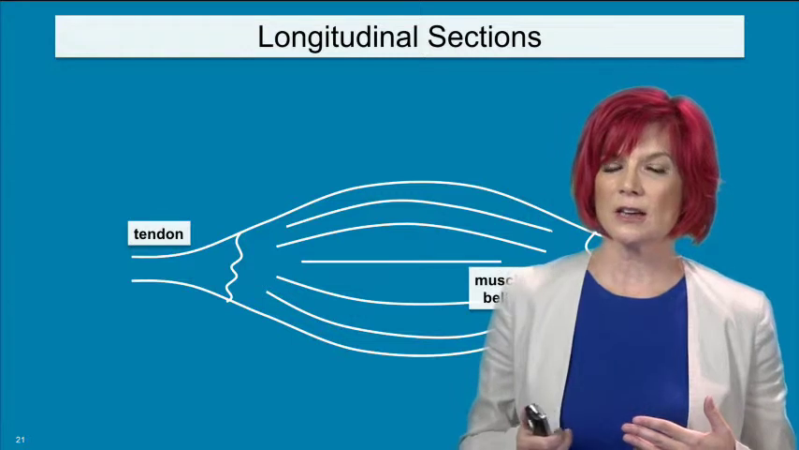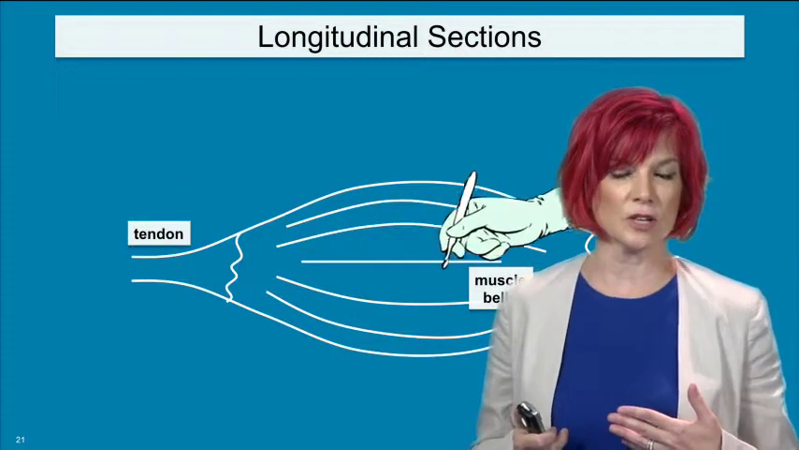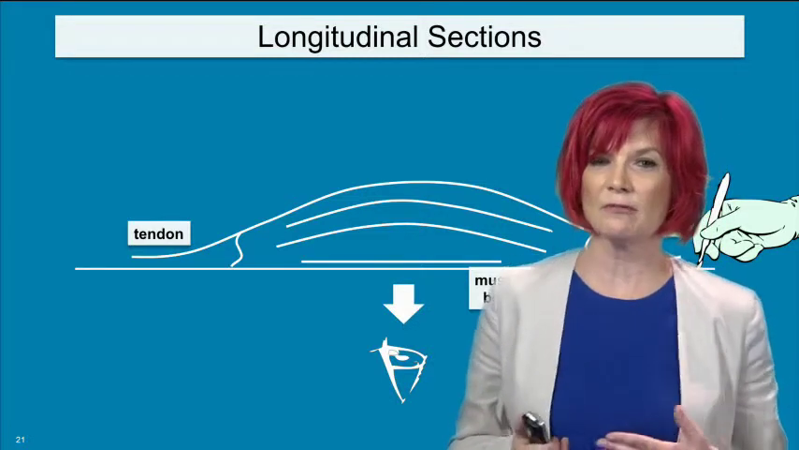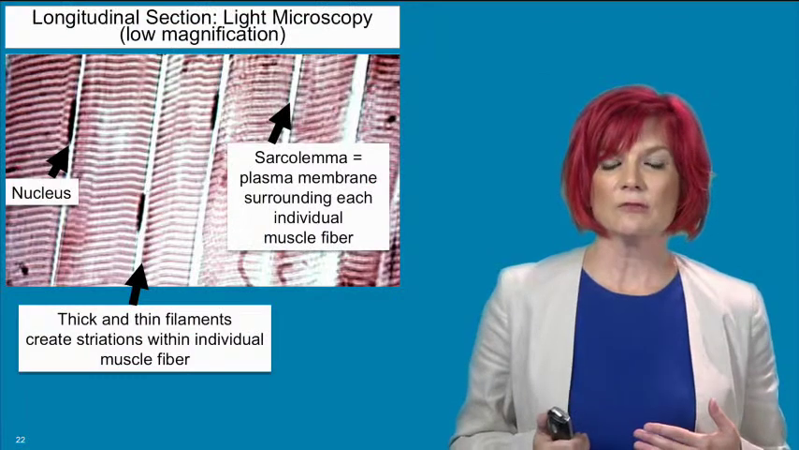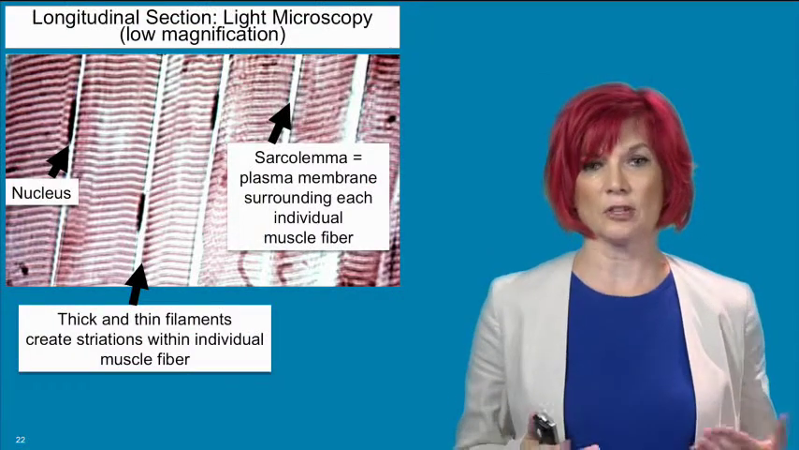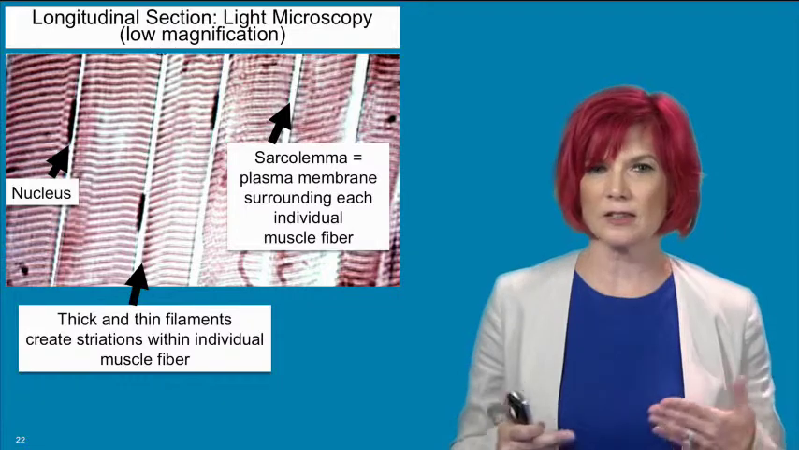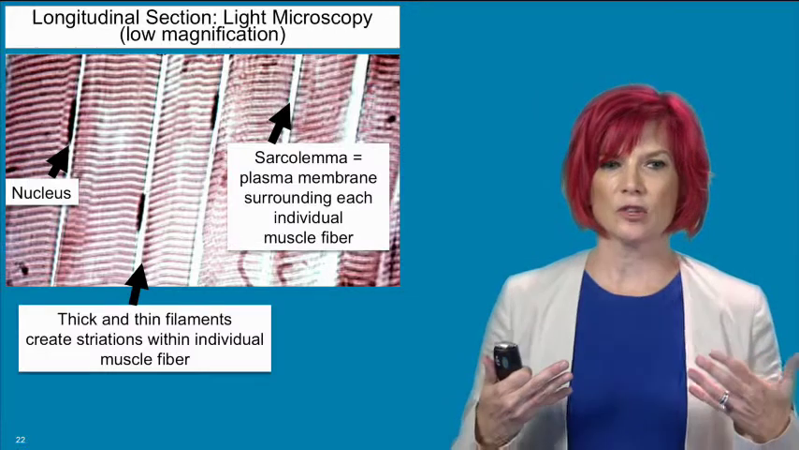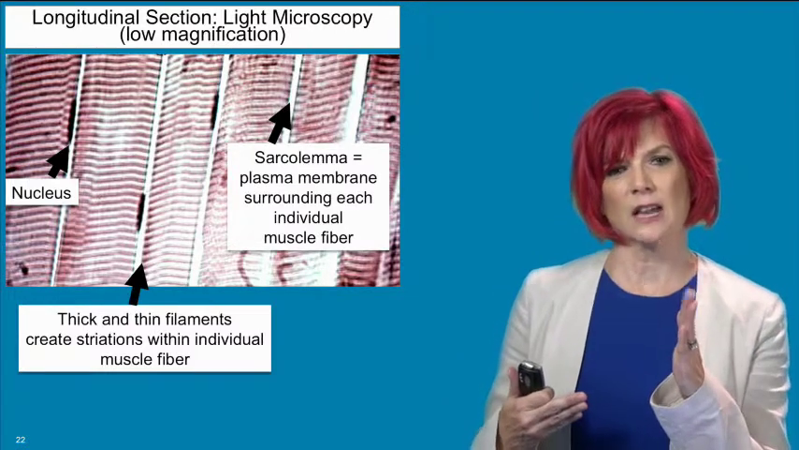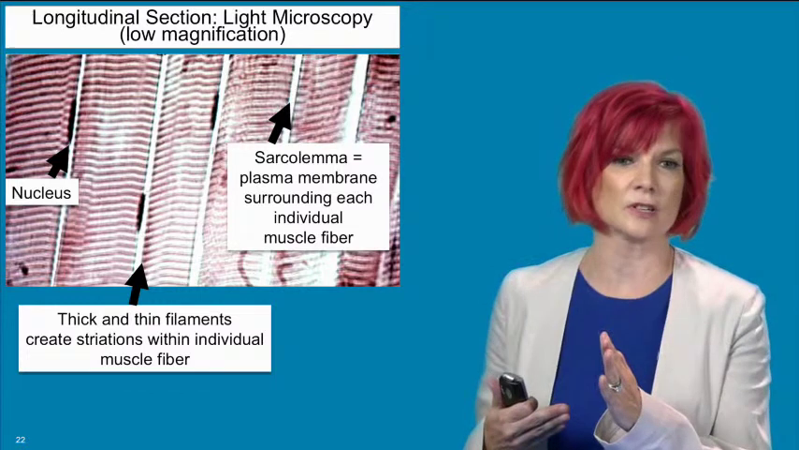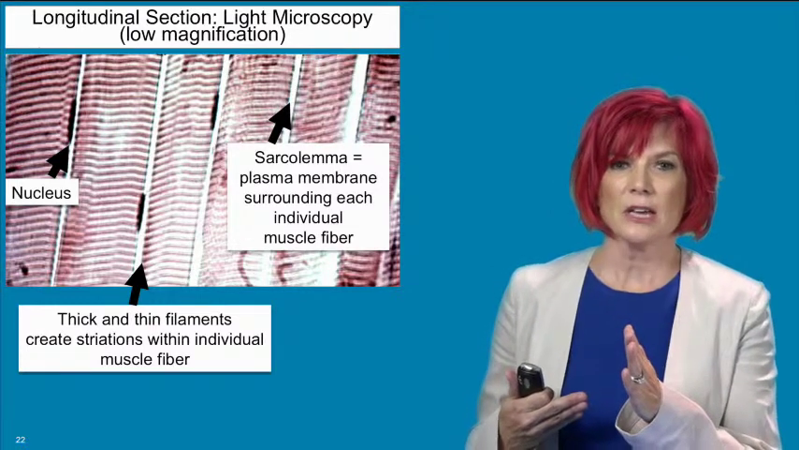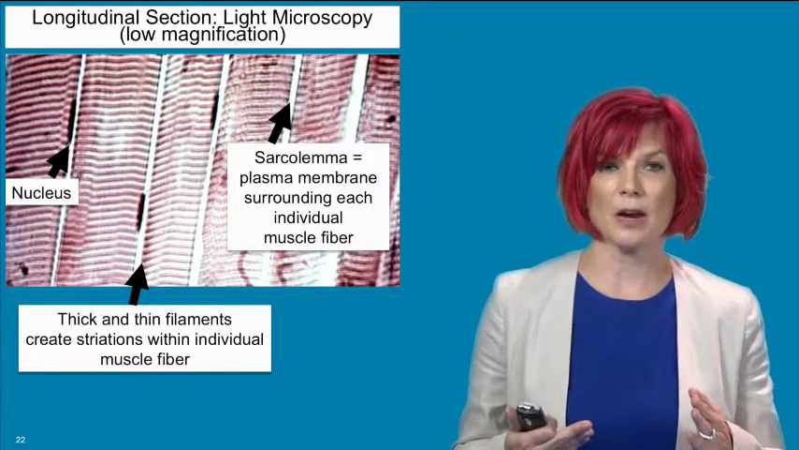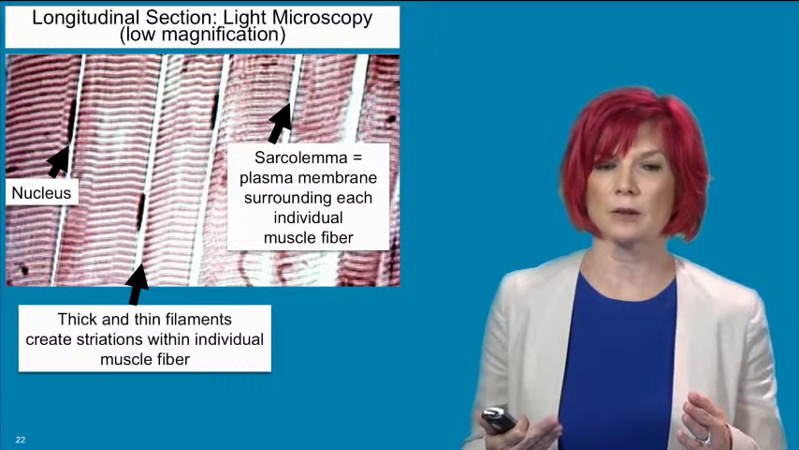Now, if we take a longitudinal section, shown here, and view the skeletal muscle from this longitudinal angle, we have a very different picture. If we look by light microscopy, which is at fairly low magnification, I hope you'll see again this repeated pattern, these striations, that the nucleus is located at the periphery of the cell, right underneath the sarcolemma. Each of these skeletal muscle fibers are surrounded by a plasma membrane. That plasma membrane is called the sarcolemma.